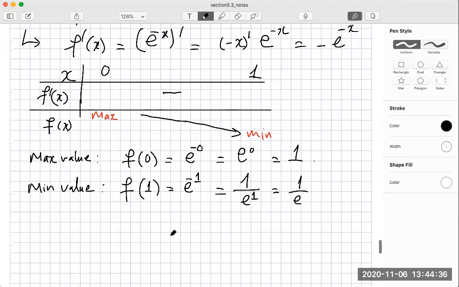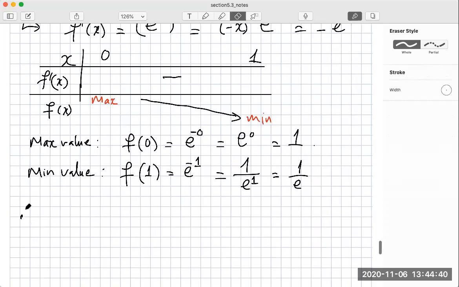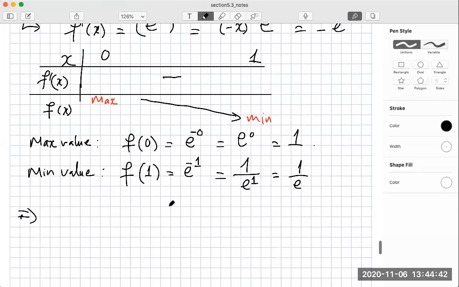Now, from this, we know that the function f of x is always smaller than the maximum value and larger than the minimum value on that interval.